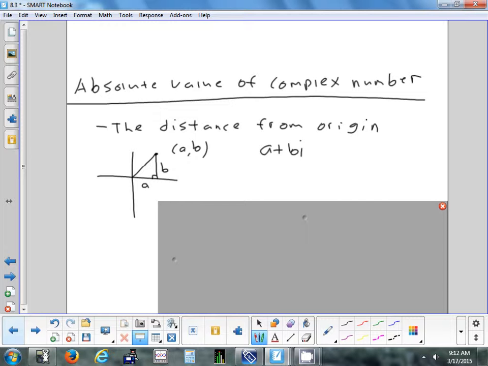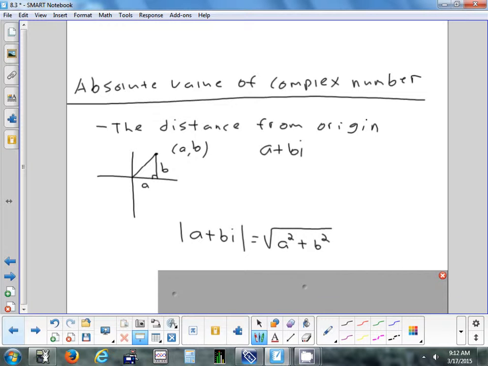How do you find the length of the hypotenuse if you know two of the sides in a right triangle? Oh, Sam? Pythagorean theorem. Yeah, we just use the Pythagorean theorem. Okay, so the absolute value of a plus bi, take a, square it, take b, square it, add them up, and then take the square root. Okay, that's the Pythagorean theorem.